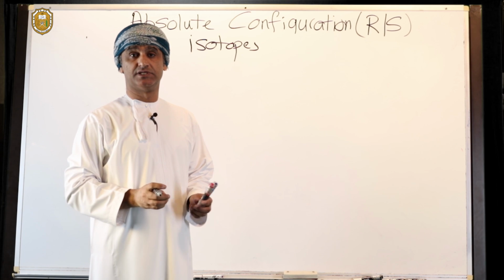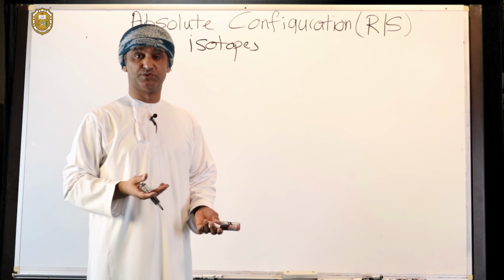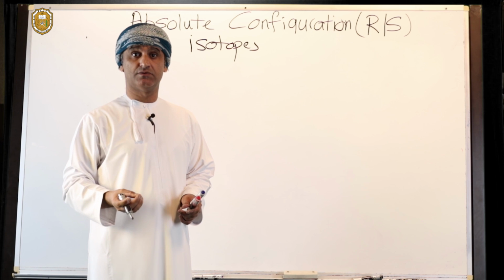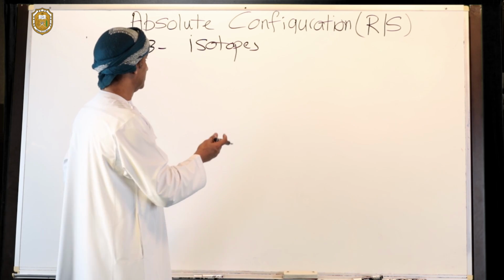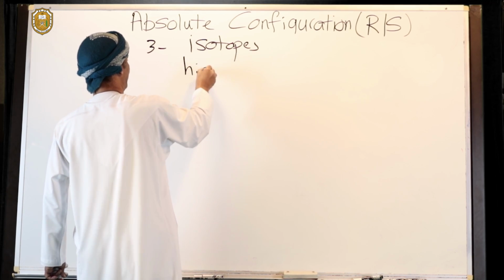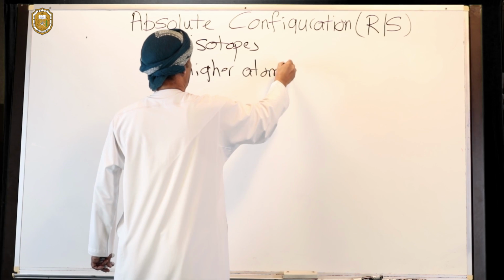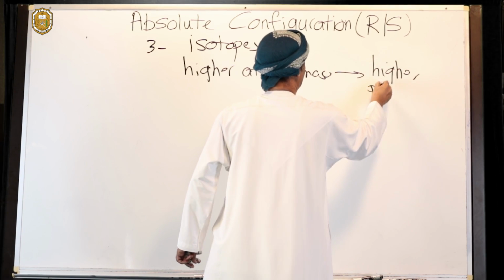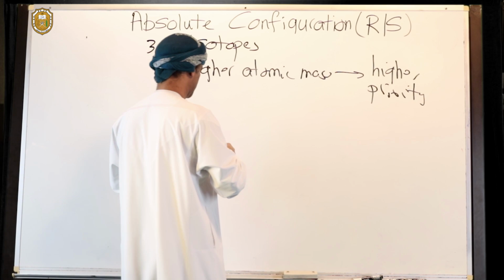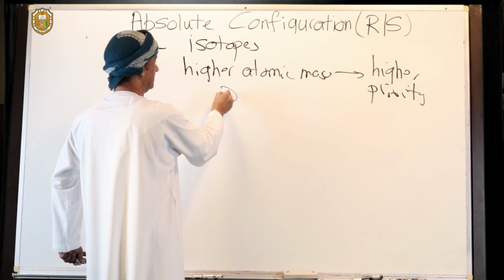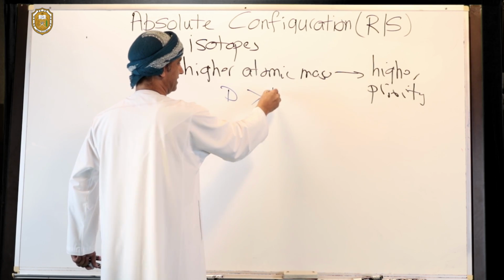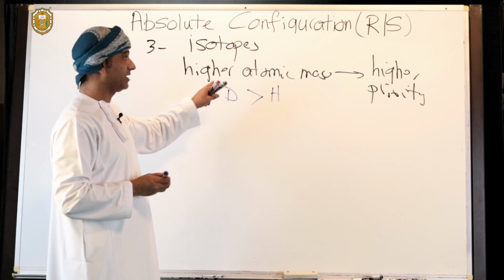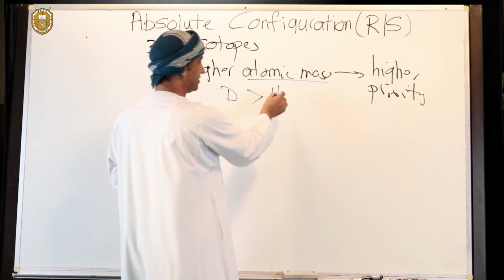Of course, hydrogen and deuterium are of the same atomic number, so we cannot discriminate between them in that way. So if there are isotopes, then the isotope of the higher atomic mass should be given higher priority. For example, deuterium is of higher priority than hydrogen. That's because deuterium has a higher atomic mass. So here we look at the atomic mass rather than the atomic number, because the atomic numbers, of course, are the same.